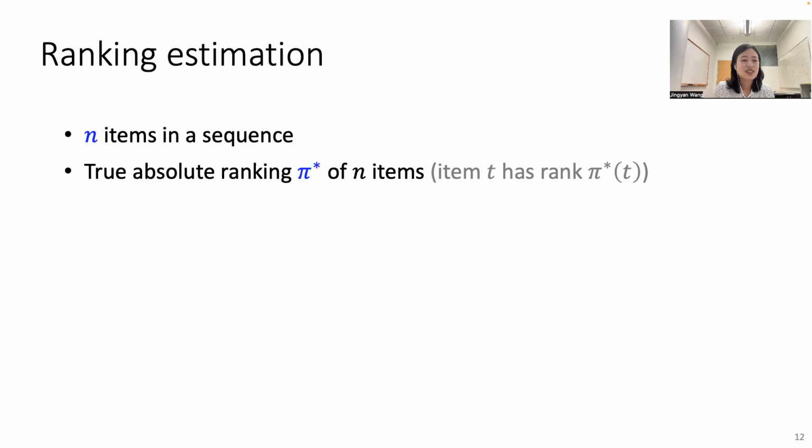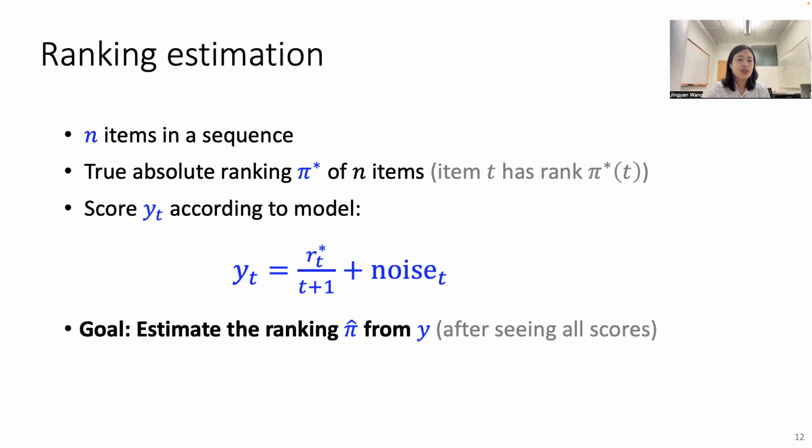Let's recall N denotes the number of items in the sequence. We use pi star to denote the true ranking of the items, which means item t has a true absolute ranking of pi star of t. So pi star is an n-dimensional vector. We assume the judge gives a score y of t to each item t according to the proposed model F. And our goal here is to estimate the ranking pi hat from the scores y. Here, we assume this ranking is done after we see all the scores. So even if the scores are given in this online process, we are doing this estimation as a post-processing offline.